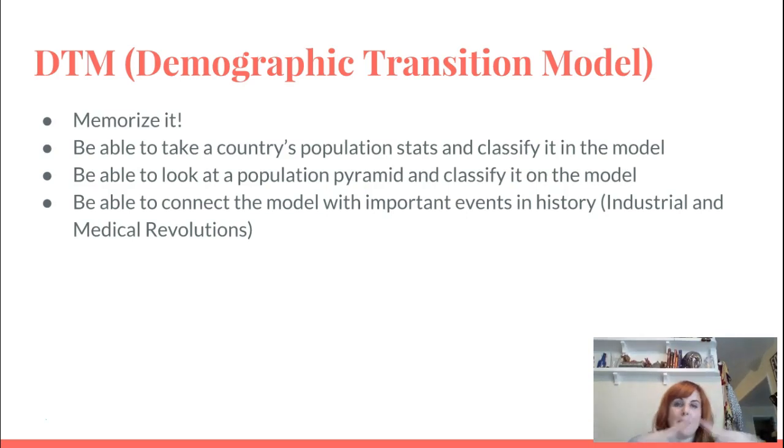If you see a population pyramid, you better be able to say if it's stage 1, 2, 3, or 4, or even 5 of the DTM. And you should be able to say if a country's DTM is in stage 4, then you should be able to make some accurate assumptions about that country based on what level they are in.